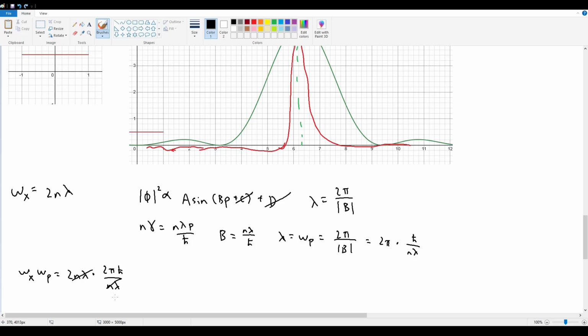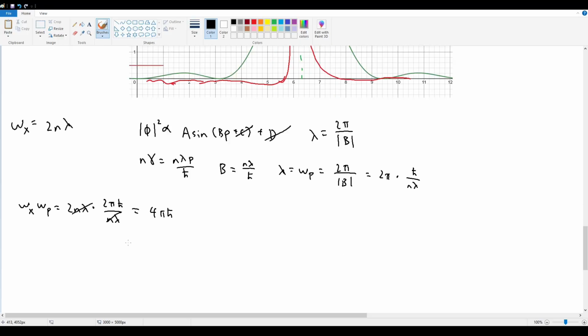This cancels with this, so what you're left with is 4 pi h bar. And this does, in fact, agree with the uncertainty principle, because we know that the uncertainty principle states that delta x times delta p has to be greater than or equal to h bar over 2, and 4 pi h bar is indeed greater than h bar over 2. So therefore, our uncertainty principle is satisfied.